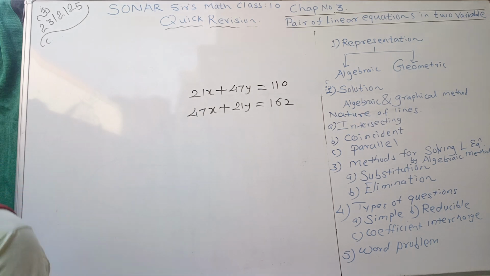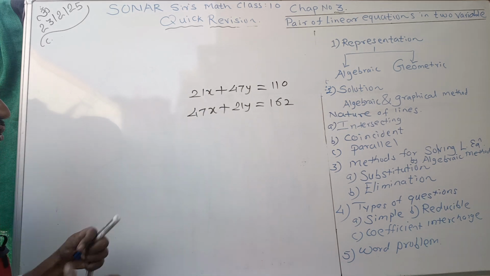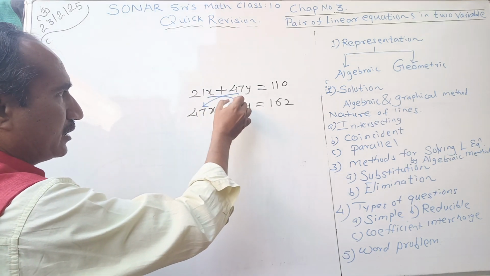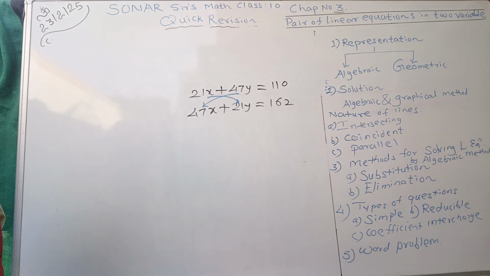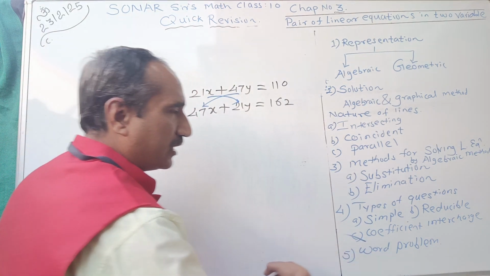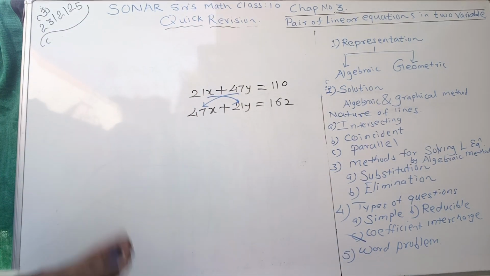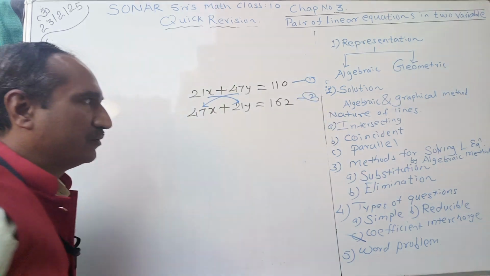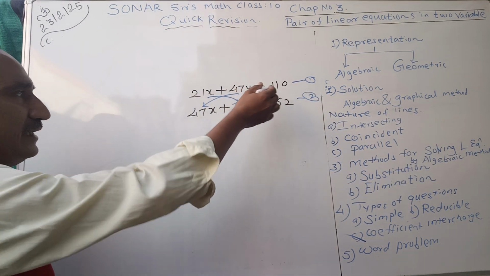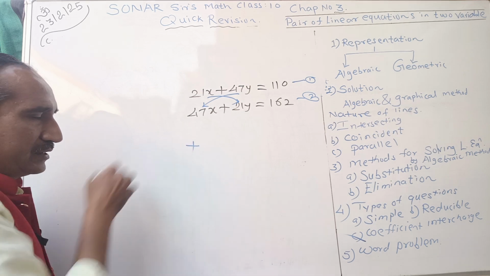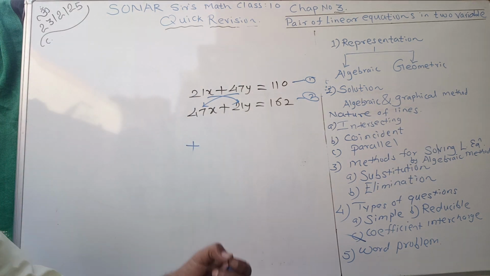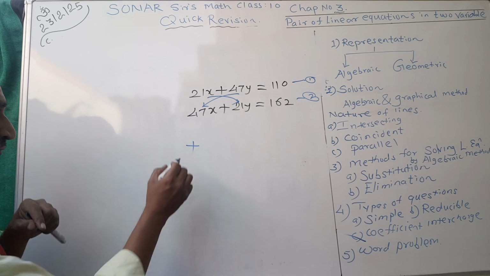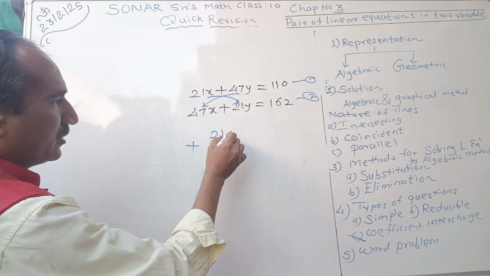In this question you can see the coefficients of x and y are interchanged. This is called the interchange of coefficients type. This is a special type of linear equation in which we first have to add these two equations. We'll get an equation that we'll name equation number 3.